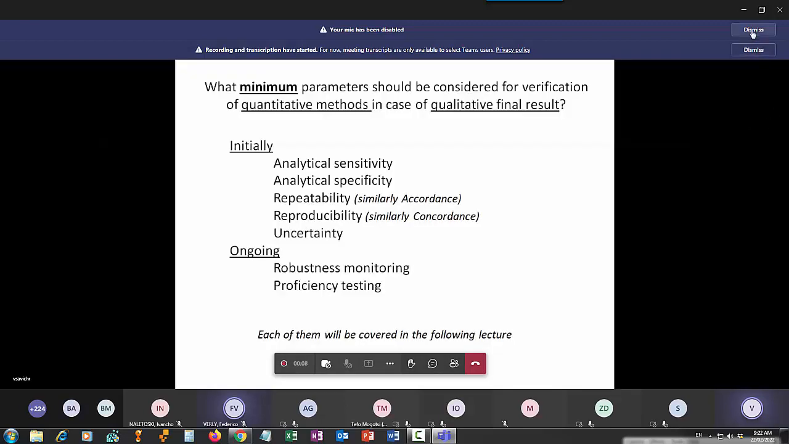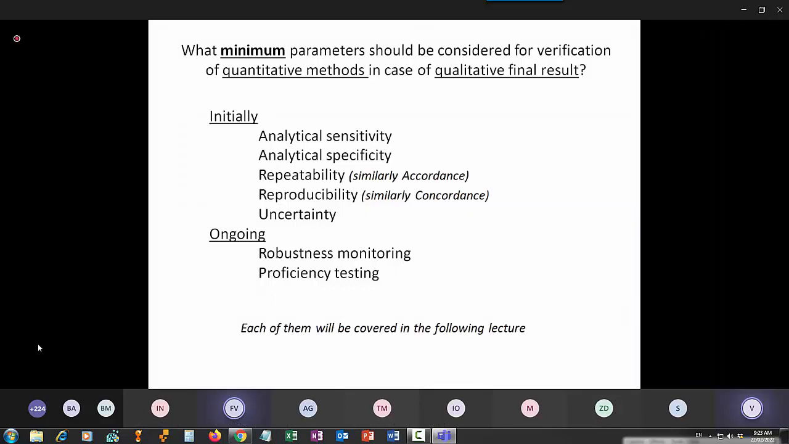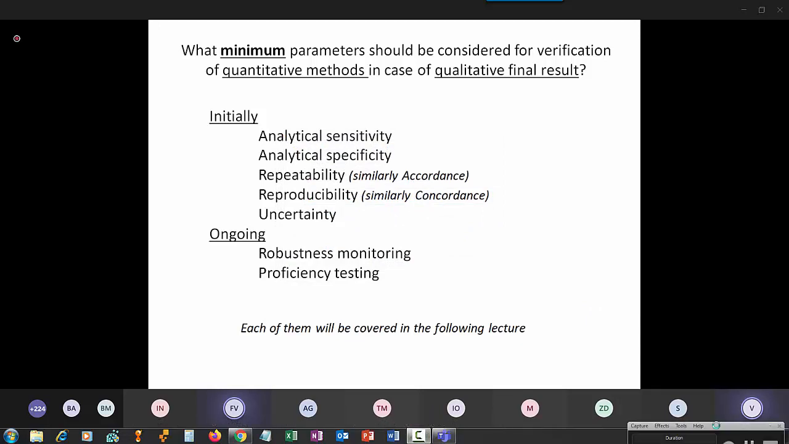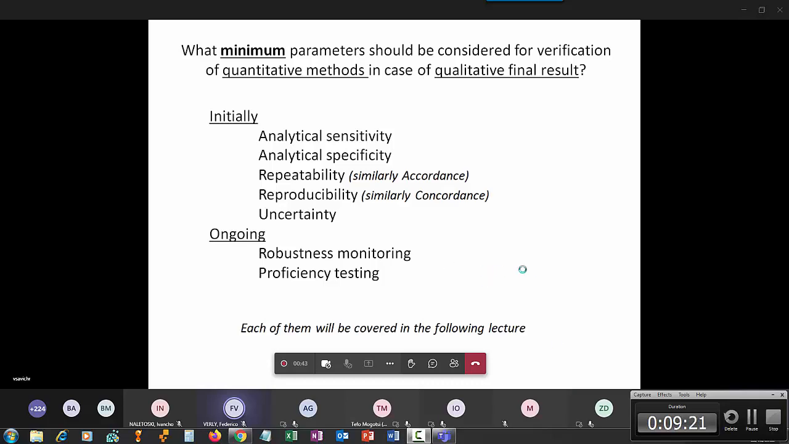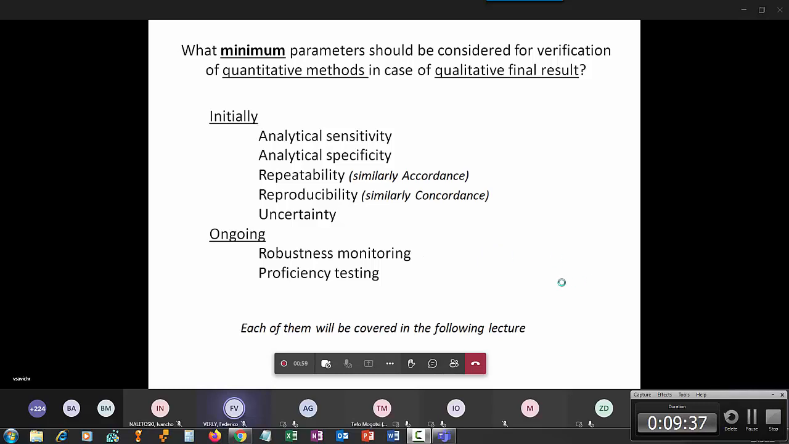So to summarize, according to all guidelines, what minimum parameters should be considered if we want to verify a quantitative method like ELISA or real-time PCR, in case the final result will be a qualitative result, positive or negative. Initially for verification, we have to run analytical sensitivity, analytical specificity, repeatability. It is similar to accordance. Accordance is usually used for qualitative methods. Then reproducibility. Similarly, you can find it as concordance. Then uncertainty. That's initially what you have to consider.